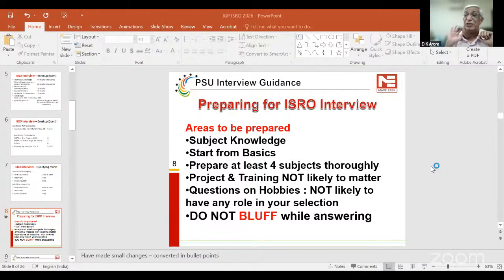And if you are branded as a bluff master, they have decided they are not going to give you minimum qualifying marks in the interview. So be clear on that. So don't make that blunder of giving wrong answers with the confidence of giving it the right answer. मत करना ऐसा, गलती करोगे.